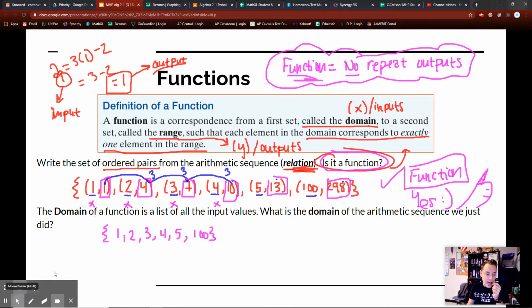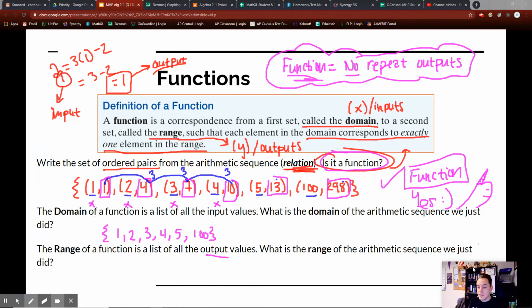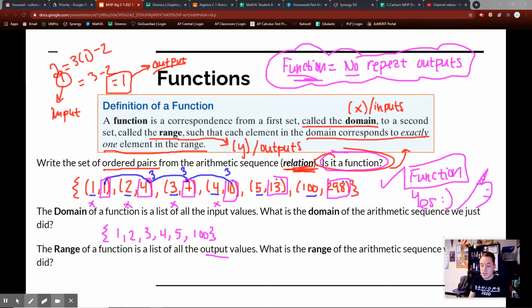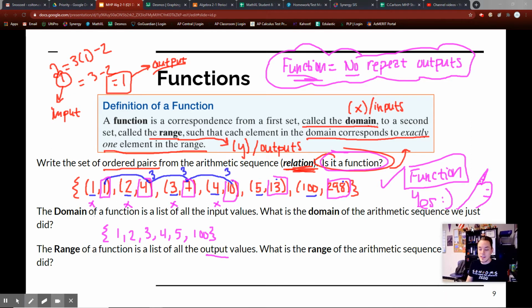Okay? And now the next one is going to ask, what was the range? What's the range? The output values. What's the range of all the values of the arithmetic sequence that we just did here? If you need to catch this, you can pause the video right now and get that little piece. It's just the output, okay? So that means my range is literally 1, 4, 7, 10, 13, and 298.